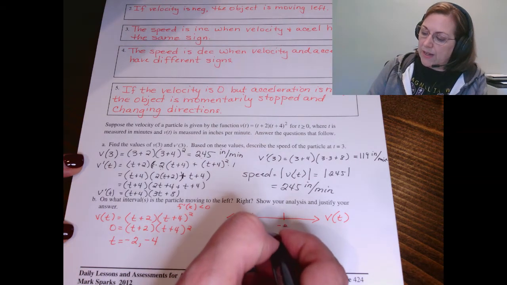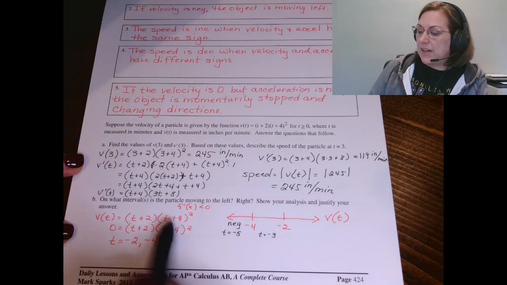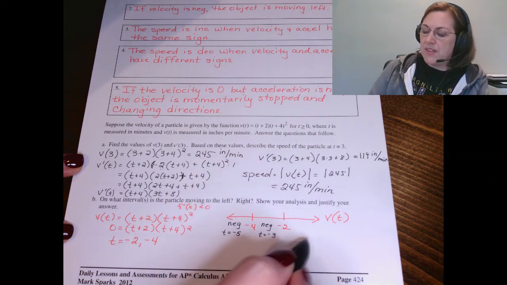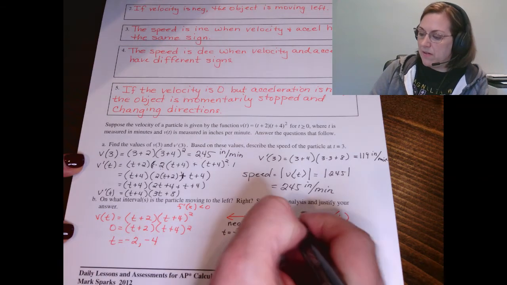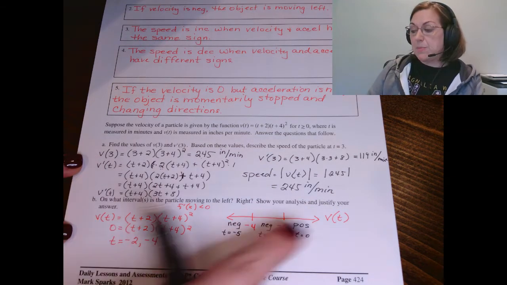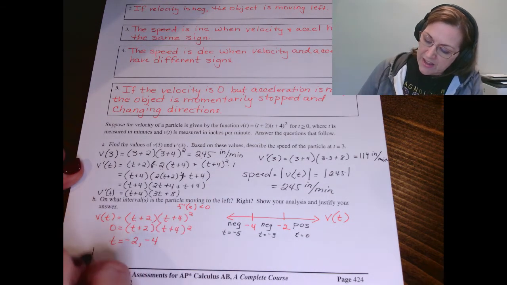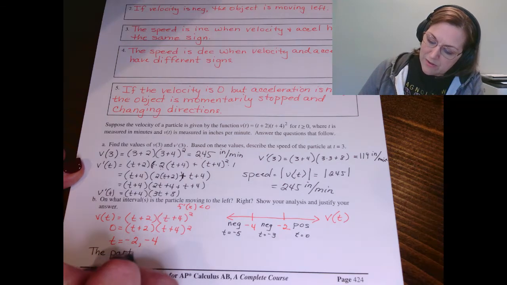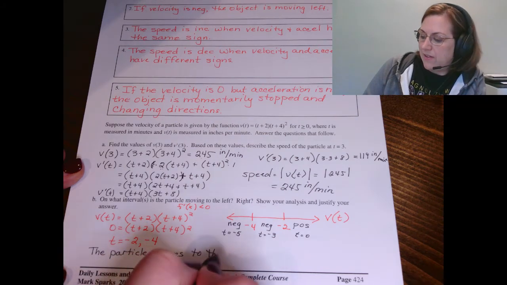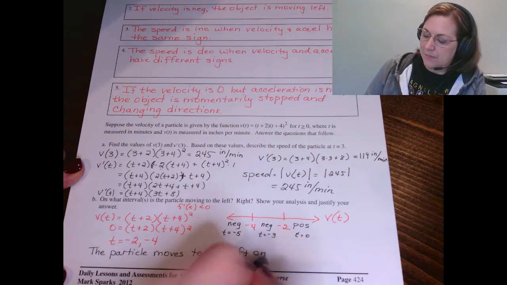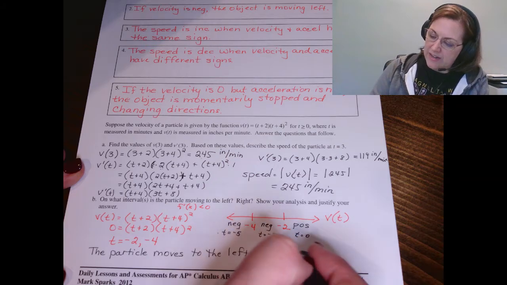Test t equals -3. That's a negative. This is always going to be a positive because it's squared. So I have a negative times a positive, which is a negative. Then put in 0. Positive, positive. Okay, make sure for AP purposes that you label that number line. And now we're looking for the object or the particle moves to the left on the interval from negative infinity to -5.